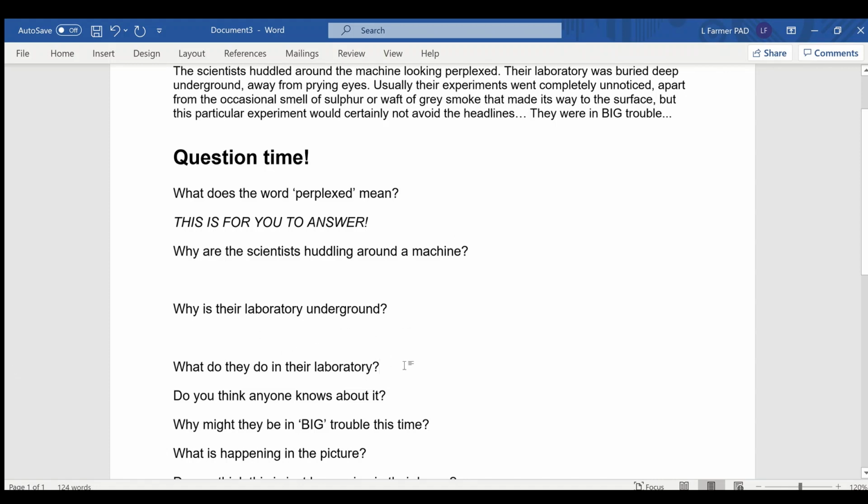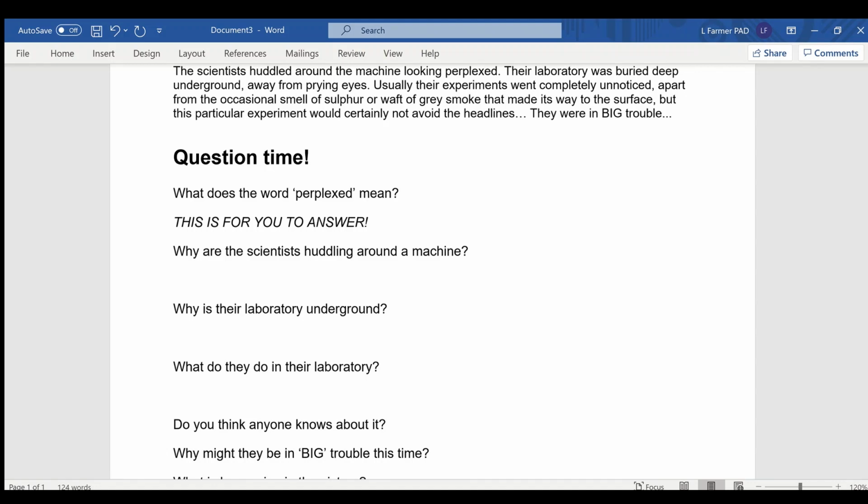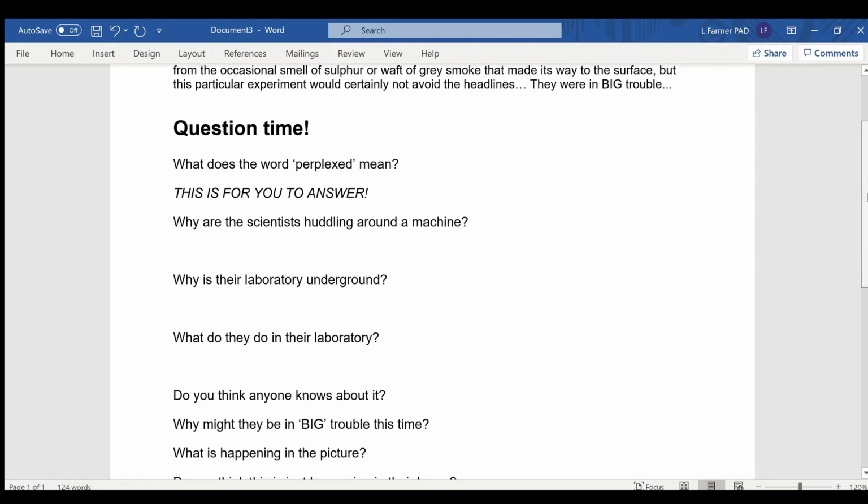What do they do in their laboratory? Well, that's up to you. You can make that up. Okay, and again, I'm not going to give you any ideas for this. I'm just going to talk you through the questions.